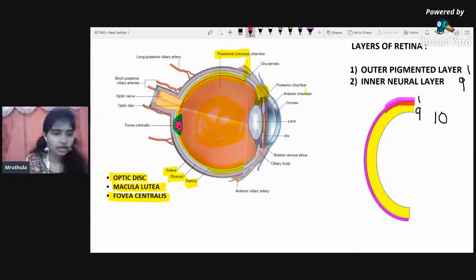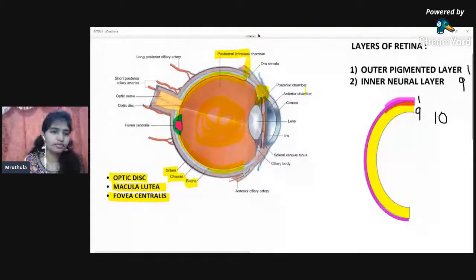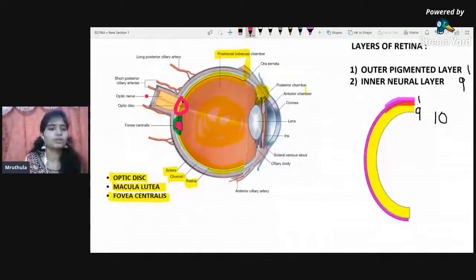Okay. Now, where is the optic disc? The optic disc is where the nerve leaves the eye, and that is the point where the central retinal artery enters the eye. Right. So, this is the zone of optic disc.